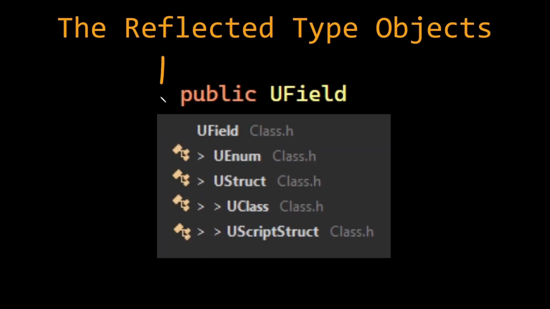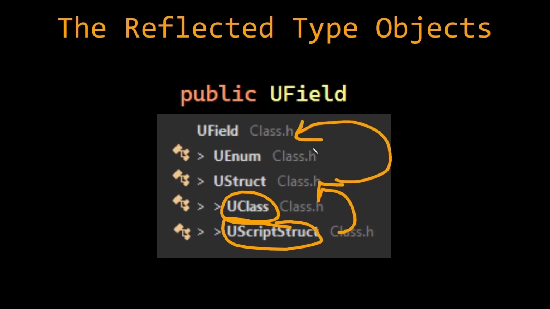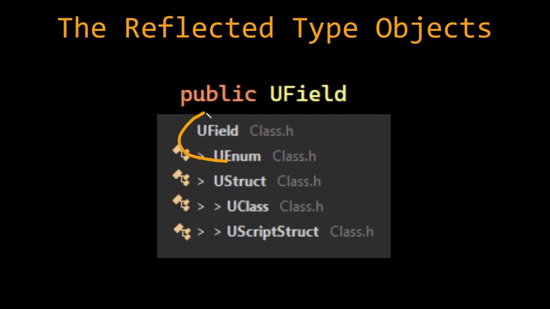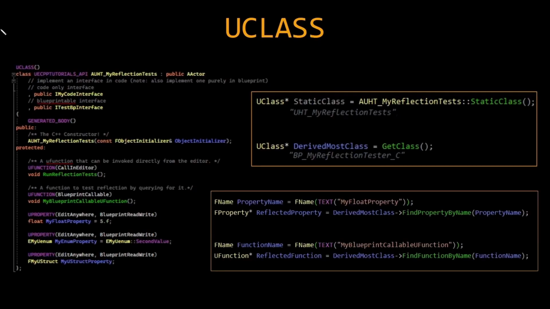And just to make that clear, a lot of these are inheriting from the UField. So we have UClass and UScriptStruct, which are both UStructs, and the UStruct is a UField. And UEnum is its own thing. It's just inherited from UField. And so the first thing is for UClasses. So here's UClass. There are two related things.